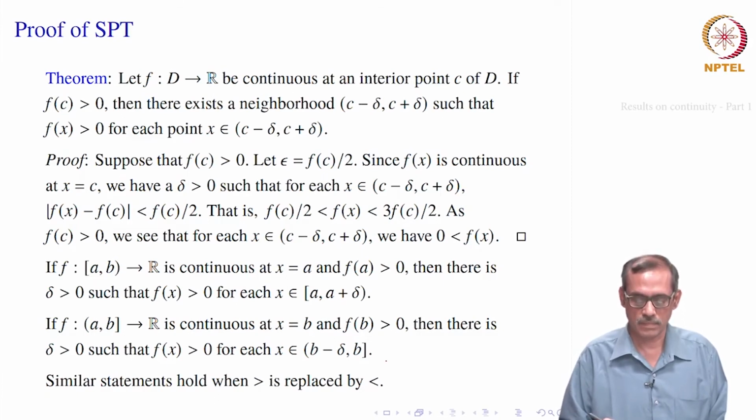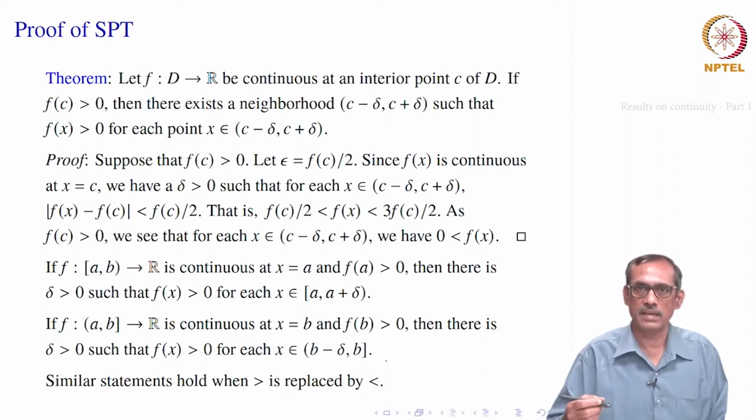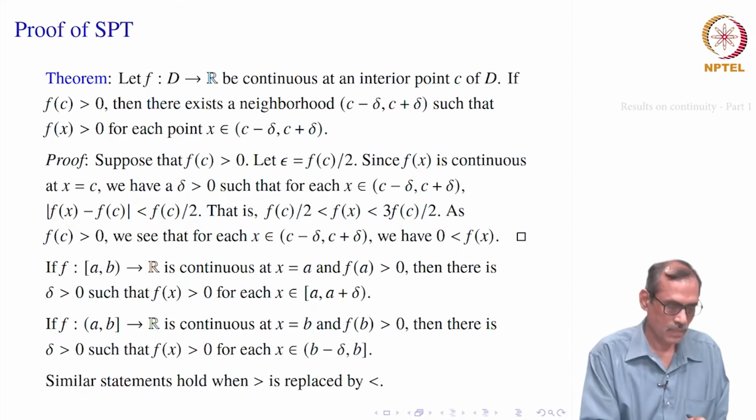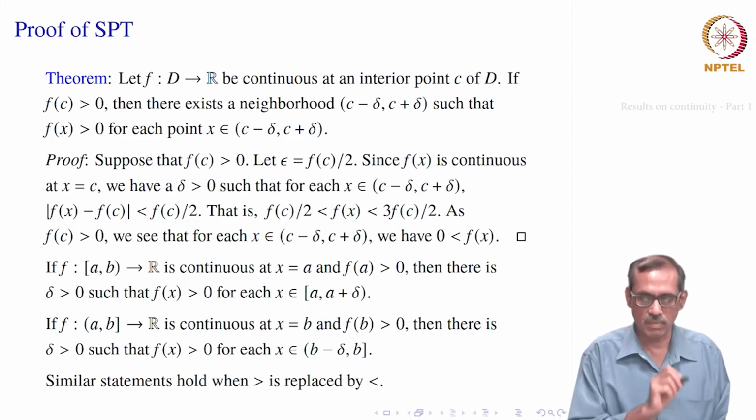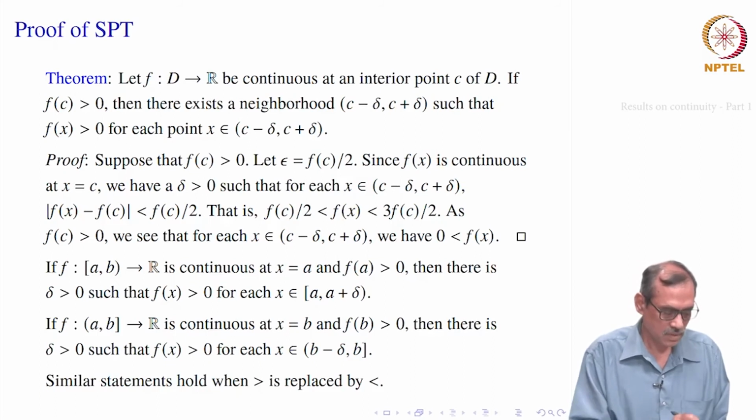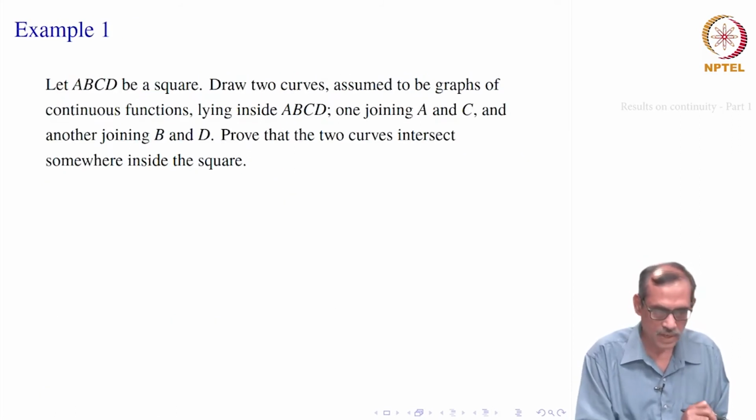In fact, you can think of it as bigger than some number k, right? F of c is bigger than k. Then there is a neighborhood of c where f of x remains bigger than k. Fine. Also for less than. So, these are our main results. We have the extreme value theorem, intermediate value theorem, and the sign preserving property of continuous functions in a neighborhood. So, let us give some example where we can do this.